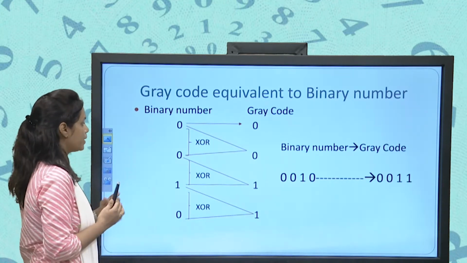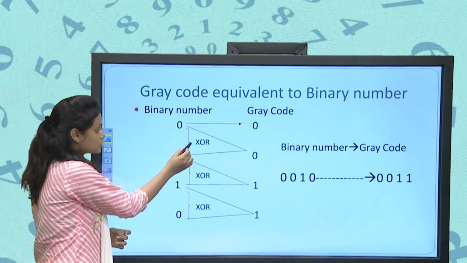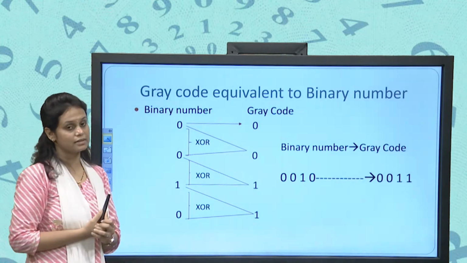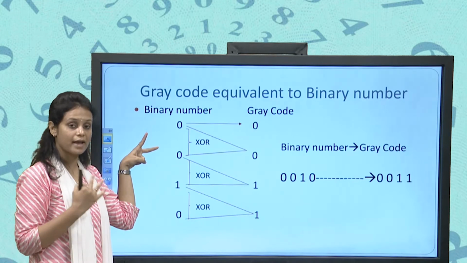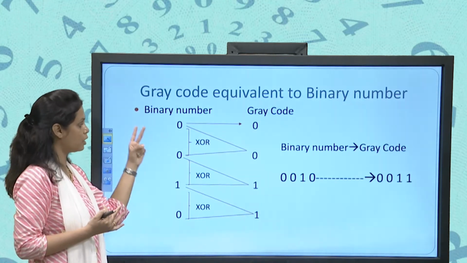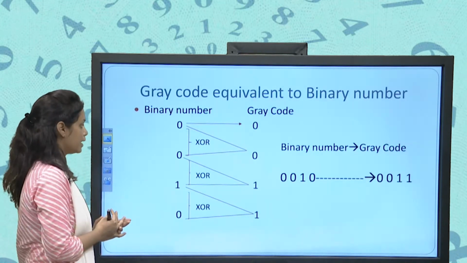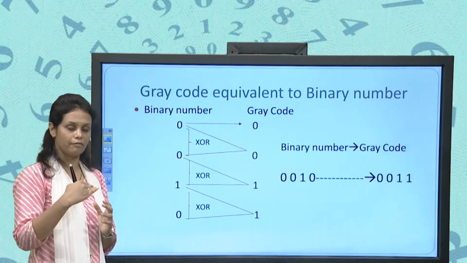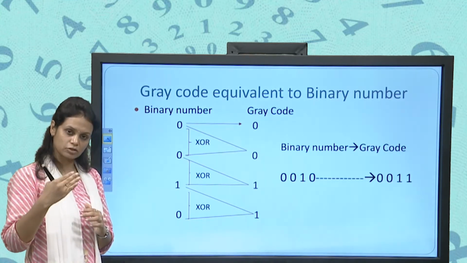First we will make the pair of the first 2 zeros, and we will perform the XOR operation on them. What is the output of the XOR operation if there are 2 same bits? The output is 0. We have seen in the previous slide, right? Again we will make the pair of the second and third bit and apply the XOR operation.